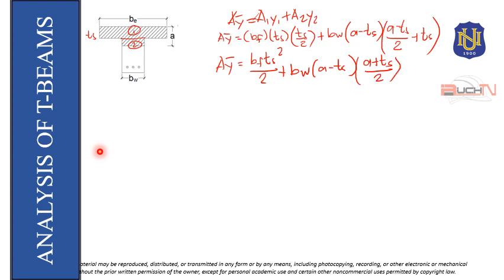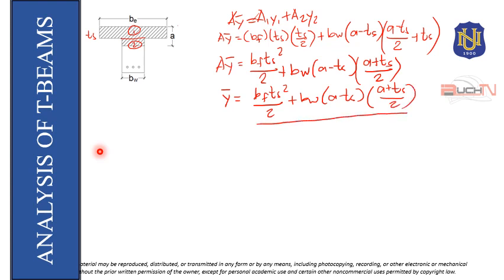So, ngayon, para makuha natin si y bar, so, that will be equal to bf ts squared over 2 plus bw times a minus ts times a plus ts over 2. So, divided by the total area.